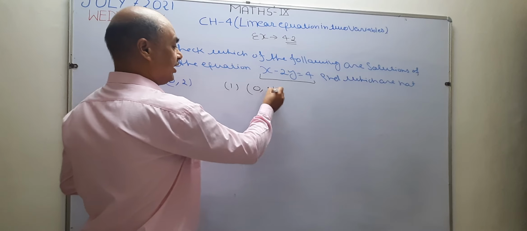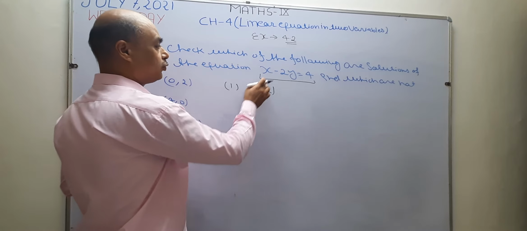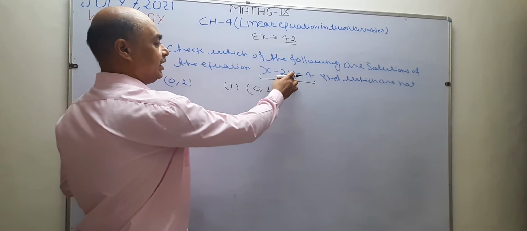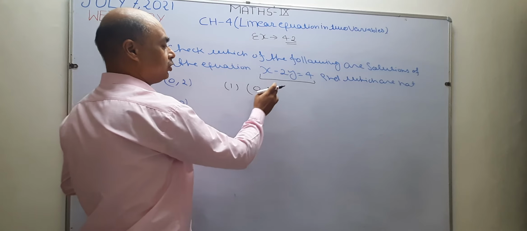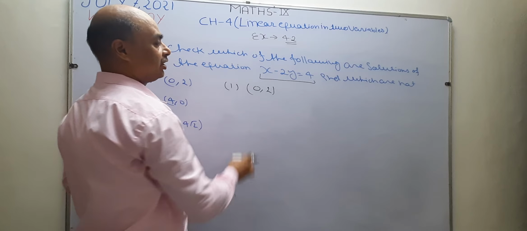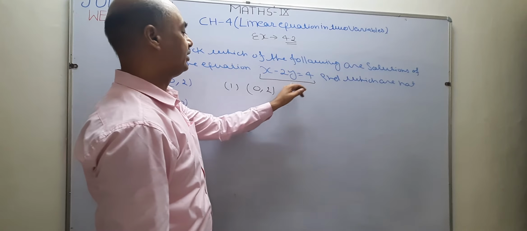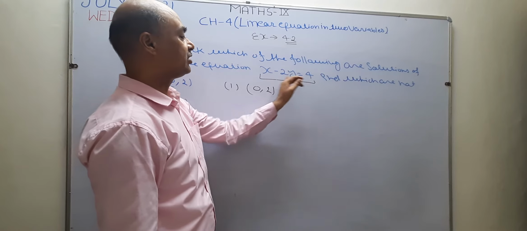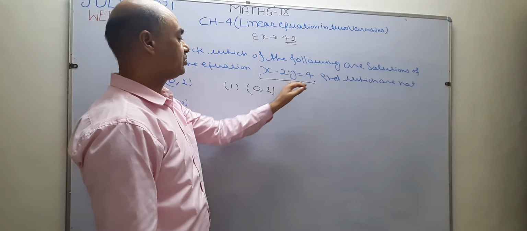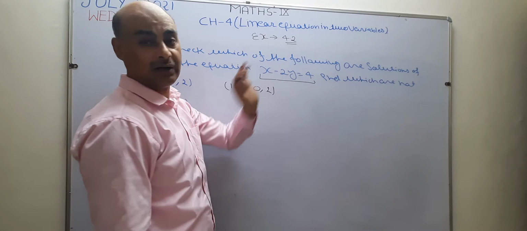0 and 2. It means in this I want to put the value of x as 0 and the value of y as 2. After putting x equal to 0 and y equal to 2 in this equation, if both the sides become equal, then this is the solution of the given equation. If the left hand side and right hand side are not equal, then it means this is not the solution of the given equation.